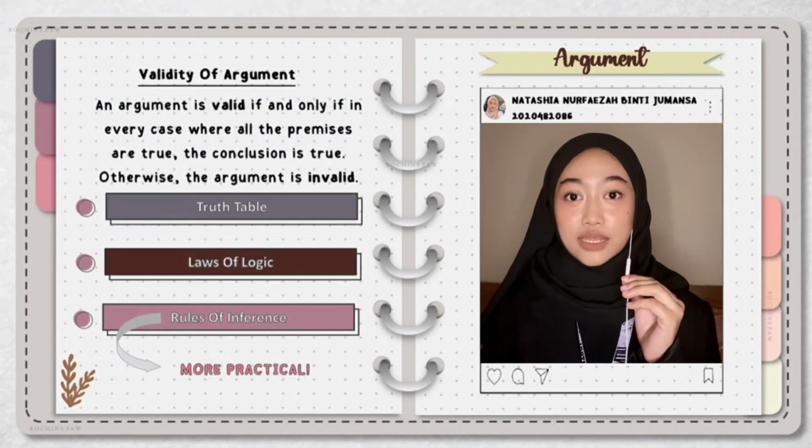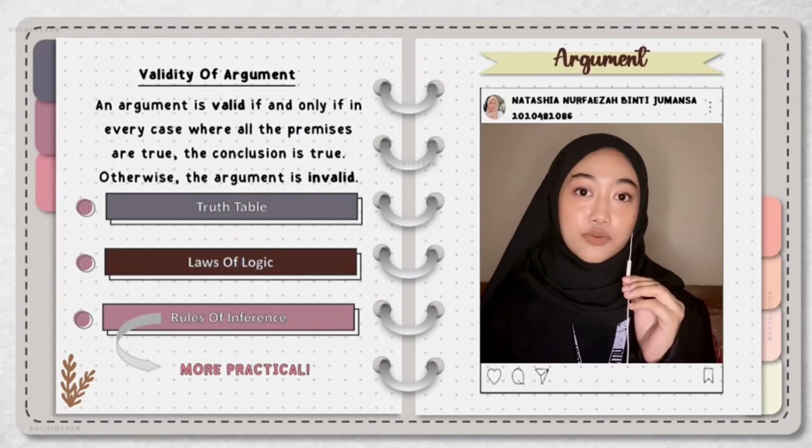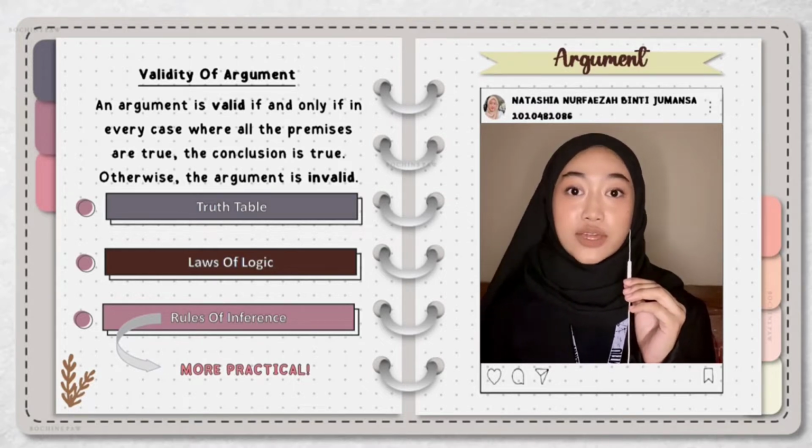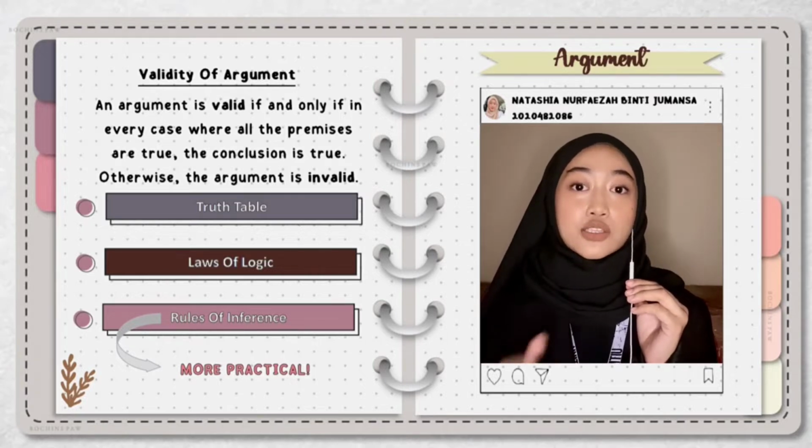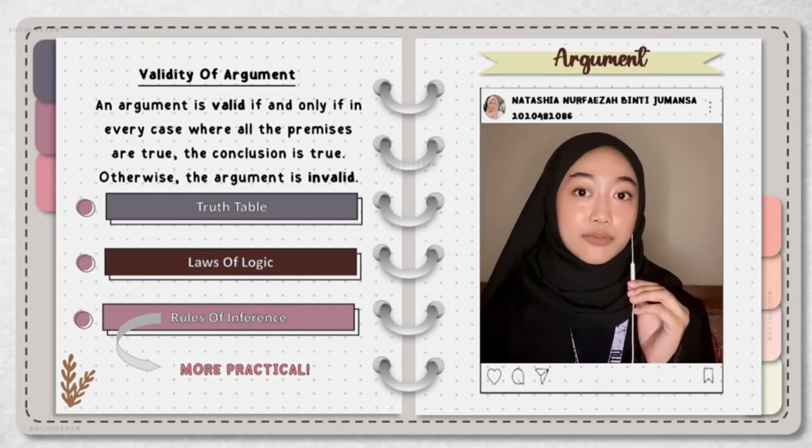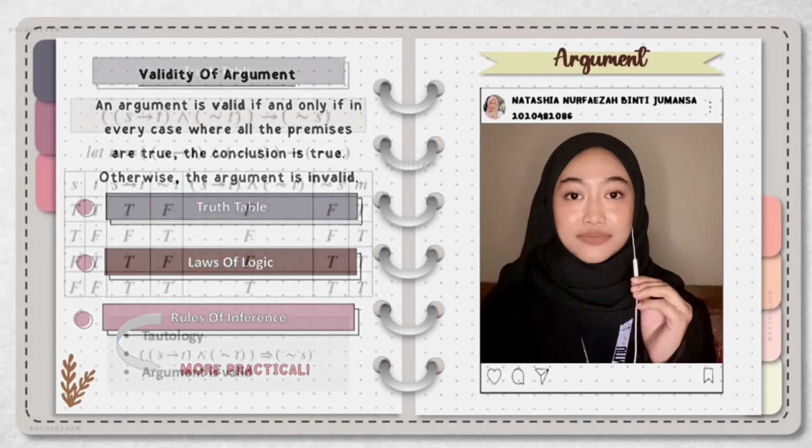Next, an argument is valid if and only if, in every case where all the premises are true, the conclusion is true. Otherwise, the argument is invalid. So, to find the validity of an argument, we have 3 ways, which is truth table, laws of logic, and rules of inference, but more practical by using rules of inference.